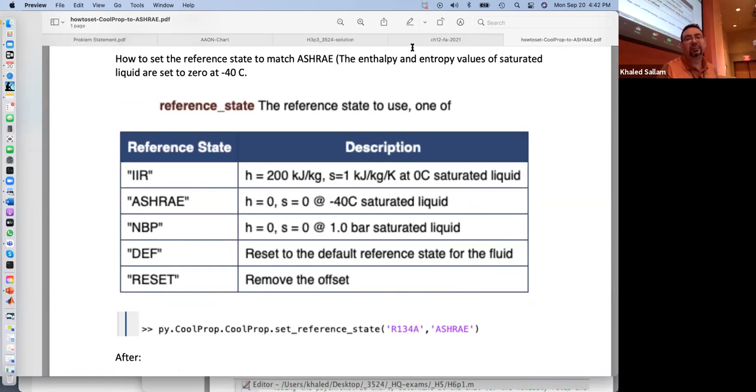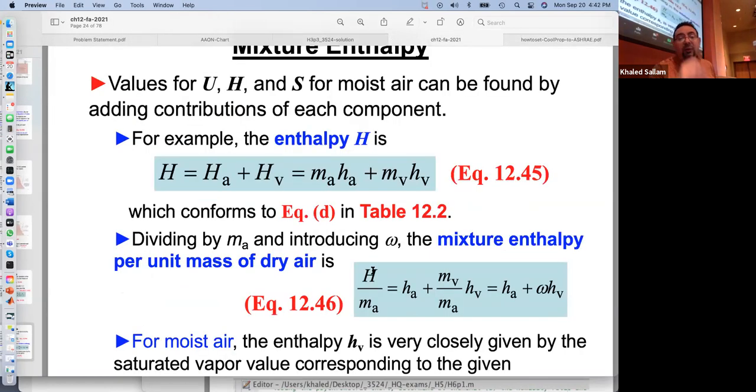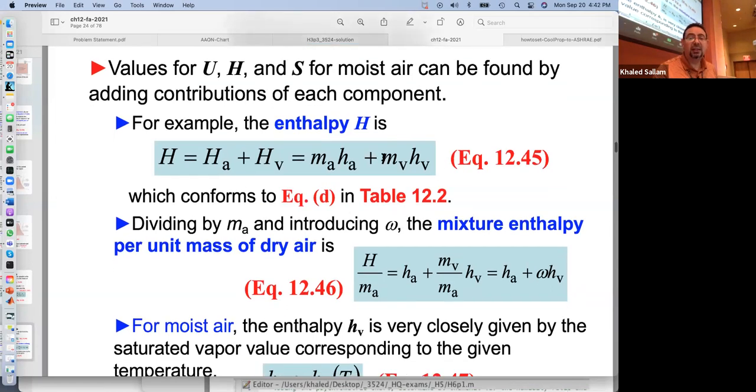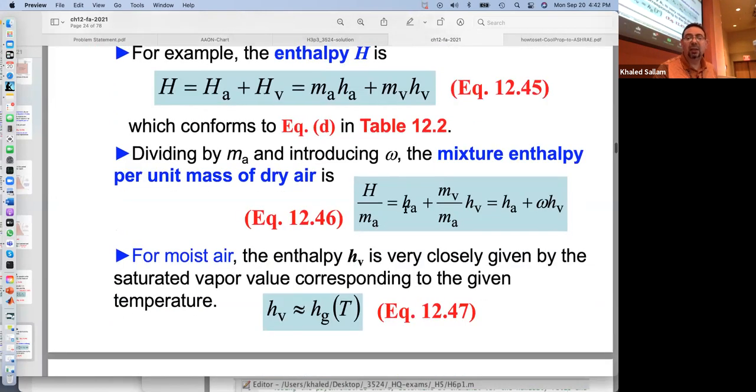Make sense? All right. So the H of the whole mixture, air and vapor, is like this. And if you take it per unit mass of air, then it becomes H air plus omega HV. So this is per unit mass of dry air. You multiply by m dot dry air and you get the total H.